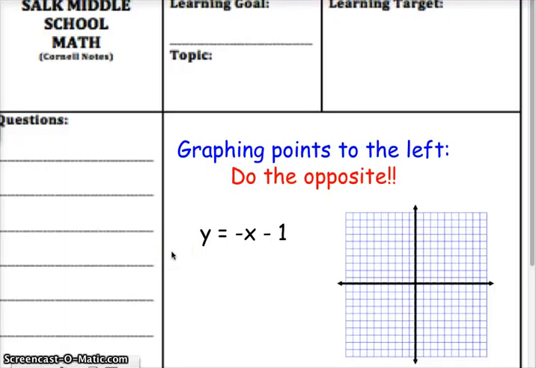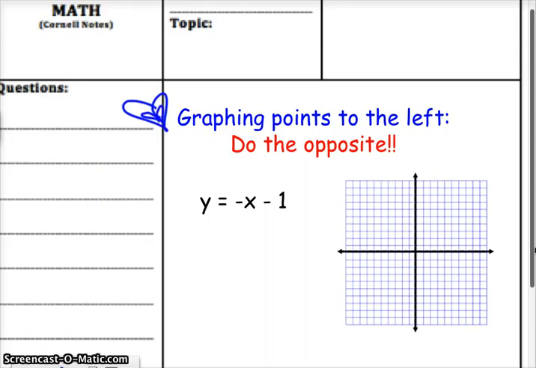So now that you've learned how to graph a line given the y-intercept and the slope, I'm going to teach you how to extend it in the opposite direction. If we want to graph points to the left of our y-intercept, this is working backward. You go in the opposite direction. So what you do is the opposite. That's it.